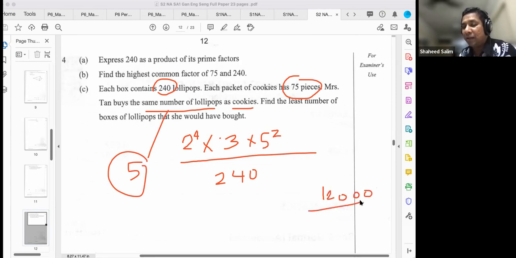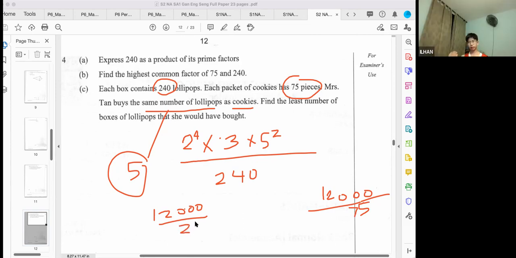You must understand the question. They want same number of lollipops, same number of cookies. So when we find the LCM, the smallest possible number is 12,000 lollipops and 12,000 cookies. You get it now? This one you divide by 75. This one you divide by 240. So this one you got 5 boxes.